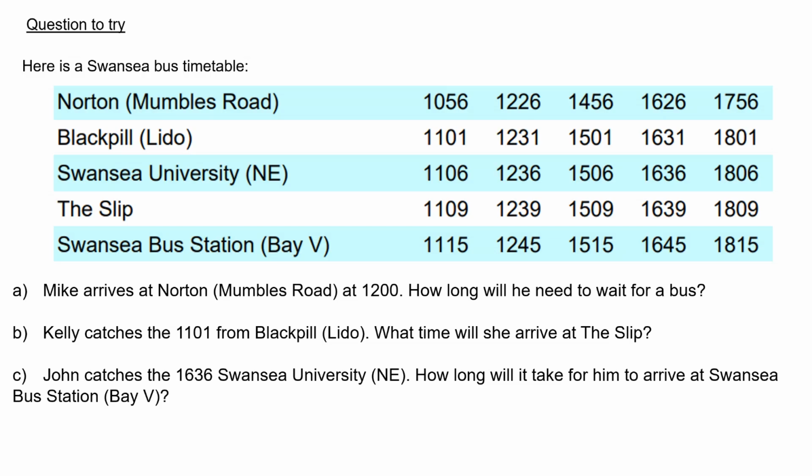So for the first one, Mike arrives at Norton Mumbles Road, which is this row here on our bus timetable, at 12. How long will he need to wait for a bus? Well, he can't get the 10:56, so he could get the 12:26, and that's a 26-minute wait.